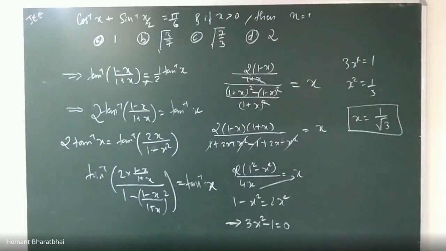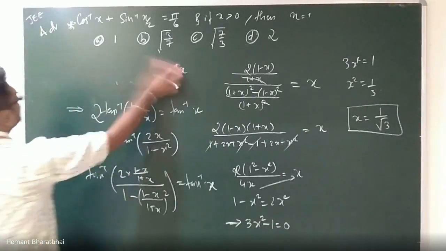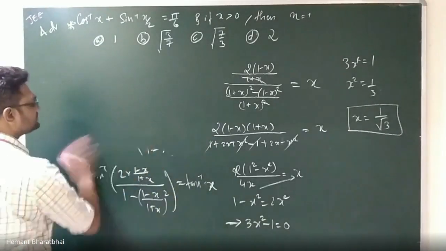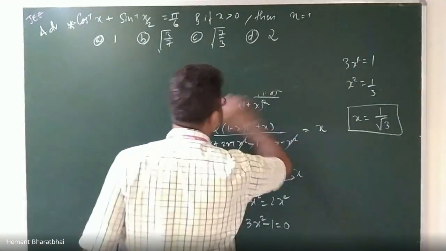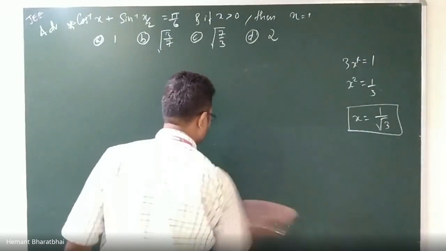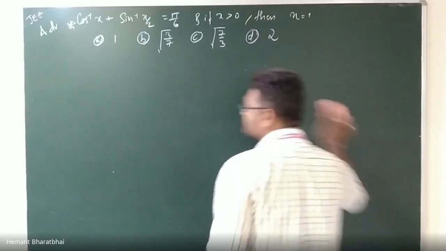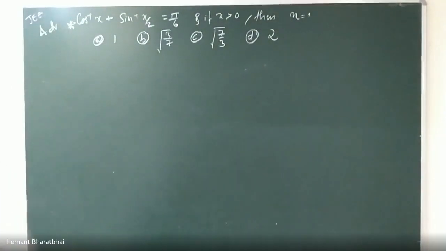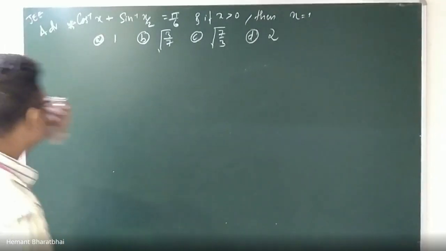Now this is coming in your JEE Advanced. When I say Advanced, there are multiple options which can be correct. The questions in your JEE Advanced will always have multiple options which can be correct. So in the given question, there can be multiple options which are correct. Okay, so let's solve it.